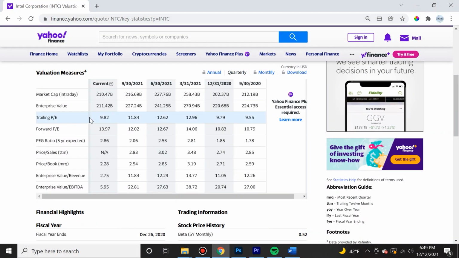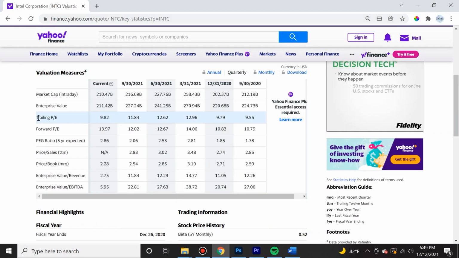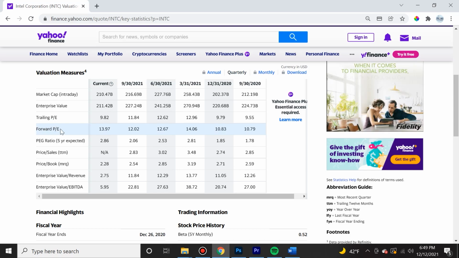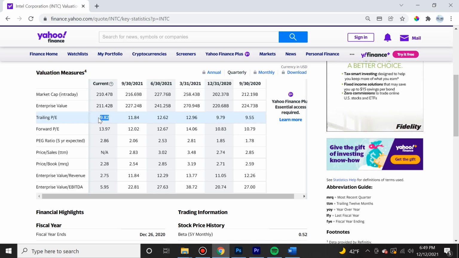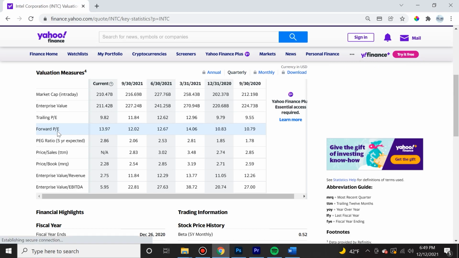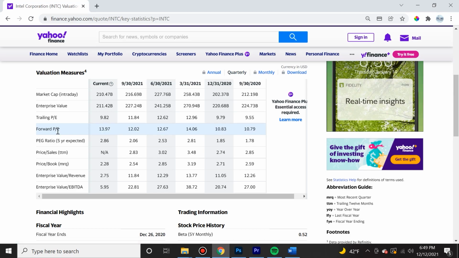So again, trailing PE is when you're looking at historical prices to calculate the price over earnings per share, and forward PE is when you're using forward metrics, future predictions of the earnings per share to calculate the price over earnings per share ratio. And so you can see that the forward PE is lower than the trailing PE, which is always a good sign. But you always want to compare these to a few stocks in the same sector, to see how they measure up and whether it's really undervalued in relation to its peer stocks.